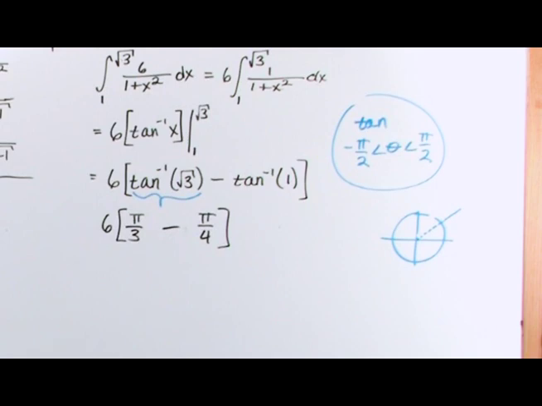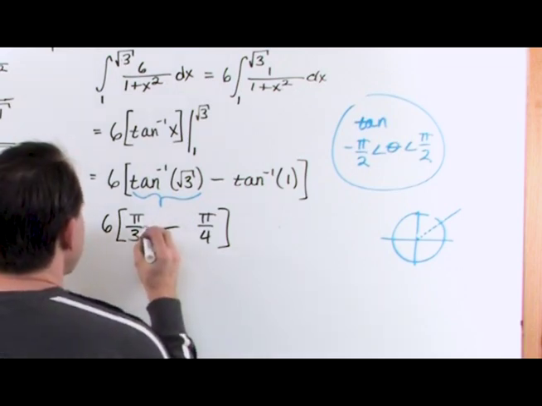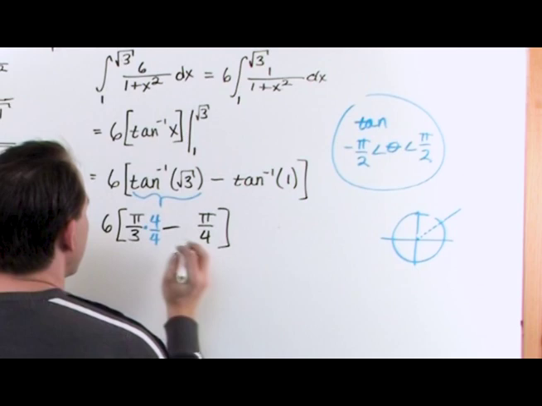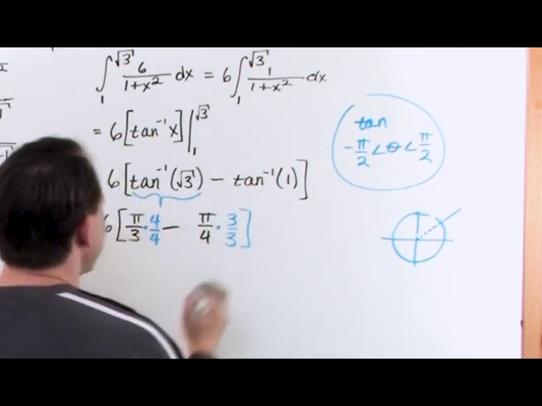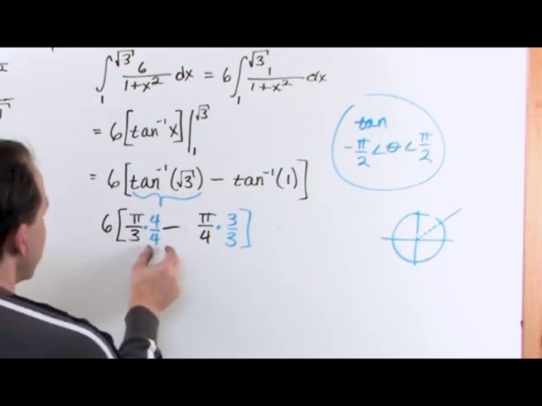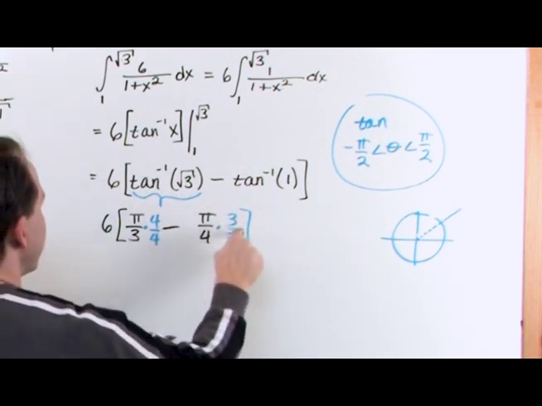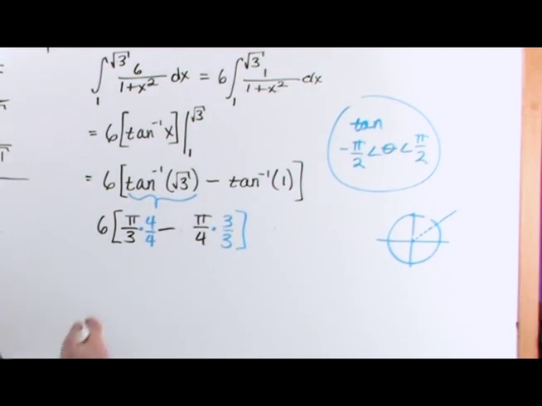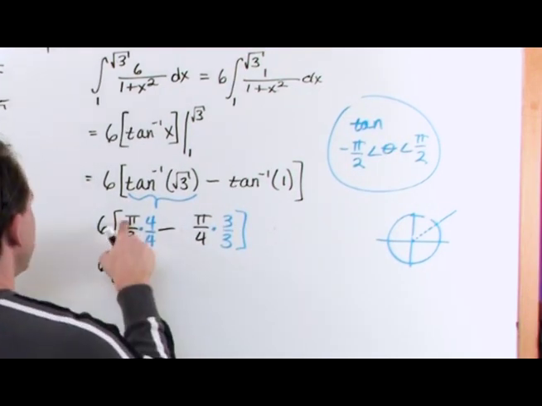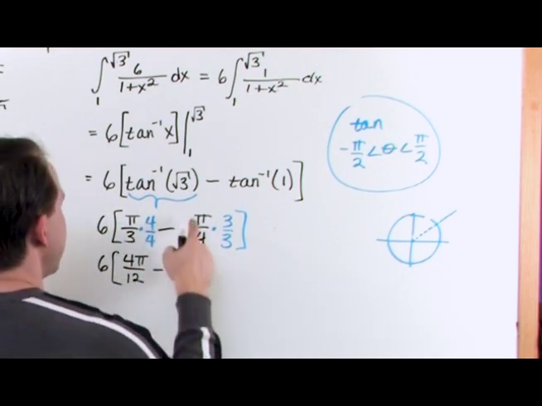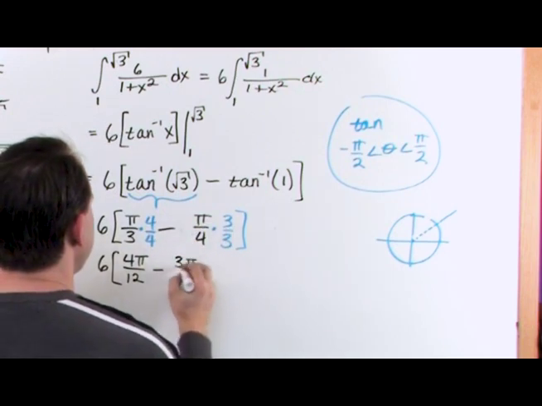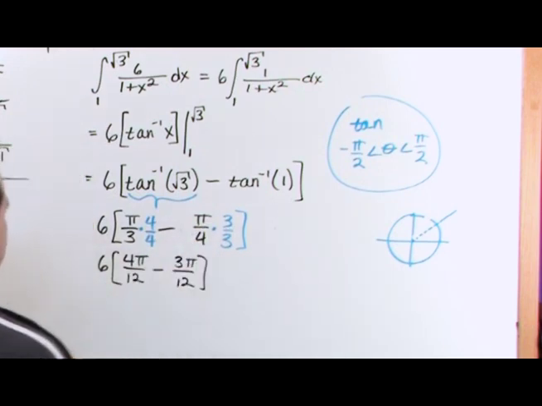So we've reduced this integral down to 6 times the difference of 2 fractions. There's no common denominator between these 2 fractions, so I'm going to make one by multiplying this by 4 over 4, and this by 3 over 3. I did that because I want a common denominator of 12. 4 over 4 and 3 over 3 are both 1. So here I have 6 times 4 pi on the top and 12 on the bottom, and here I have 3 pi on the top and 12 on the bottom. 4 times 3 is 12. That's why I did that.